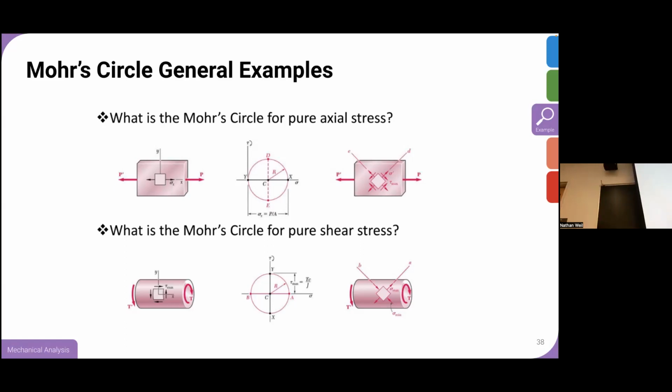It's also worth mentioning that sigma x equals P over A. That's one way to represent the normal stress for this tension case, which is where our formulas for stress come from. There's something here about how you need to divide the angle by 2 to get 45 degrees.